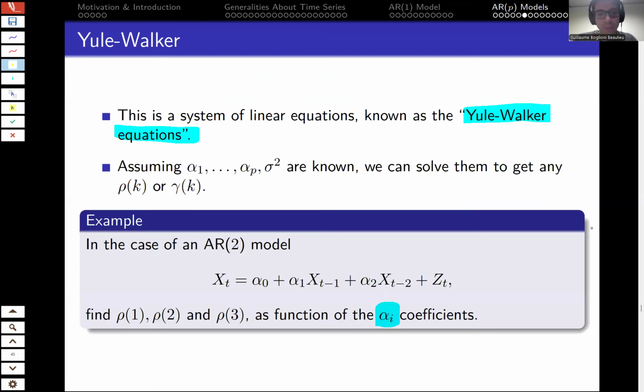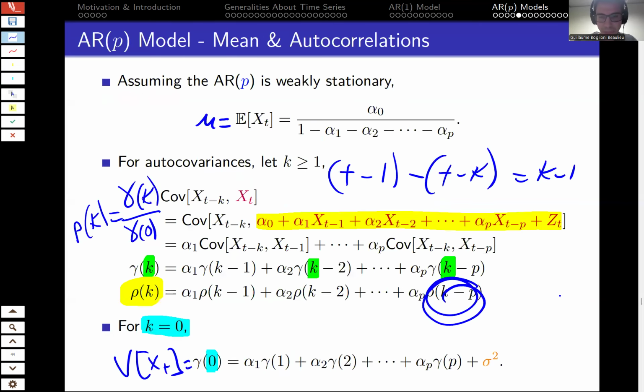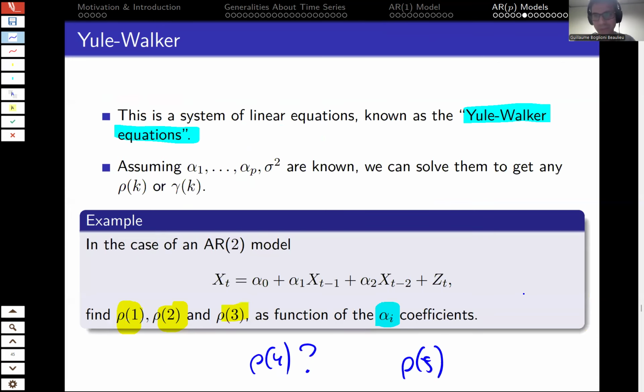But by the way, in the question we asked for rho 1, rho 2, rho 3. Rho 4 is in general not 0 either, right? So I could have asked you for rho 4. I could have asked you for rho 5. You would have done exactly the same process here. Rho 4 is going to be alpha 1 rho 3, plus alpha 2 rho 2. Again, always using this equation here, but I think you see the idea now. We're not going to compute those because we don't have all day.